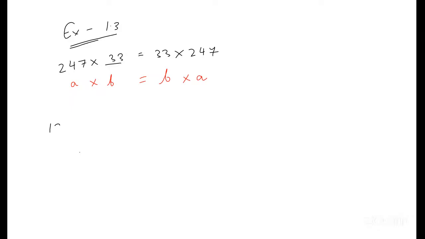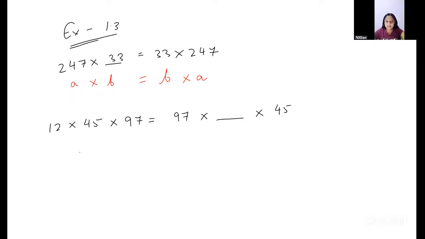12 into 45 into 97 equals 97 into blank. Ma'am, the answer would be 1451. Okay, Shreyan, you don't have to calculate the answer right now. Just the first one, 33 into 247. What I'm saying is that you don't have to calculate the answer, but just find out the missing value, that is the blank.